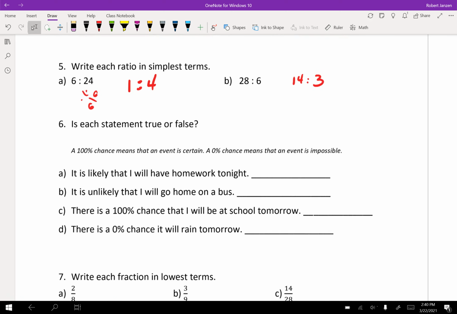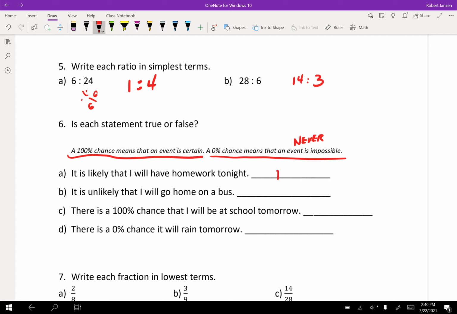Alright, now when we get into probability, 100% chance means that the event is for sure going to happen. If I say something's 100% sure, that means it is going to happen. If I say it's 0%, that means it's never going to happen. Okay? So, is it likely that I will have homework tonight? Ask yourself that. Is it likely that I will have homework tonight?